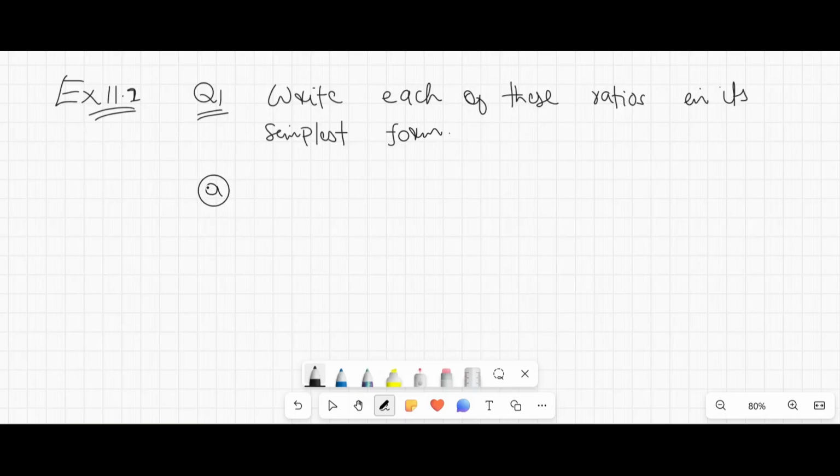So a ratio can have infinite forms. So if this is 6 ratio 3, if you multiply both sides with some integer, like 2, you will get 12 ratio 6. So there are many forms which can exist. Now the question says you have to find it in its simplest form.